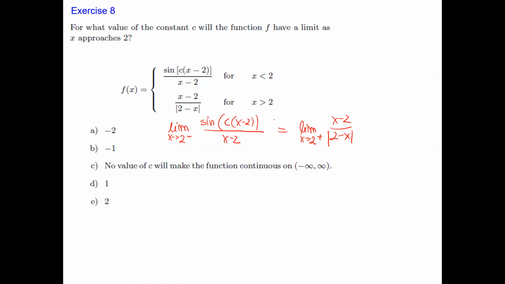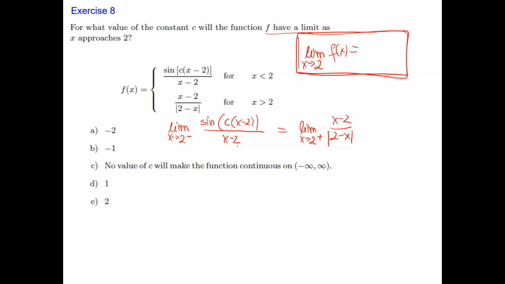Then if both one-sided limits are the same, the limit exists, and f has a limit as x approaches 2. We don't know what the limit is. We can compute it, but we're not looking for it; the limit will exist. Since these are indeterminate forms, 0 over 0, let's look at the left-hand side.